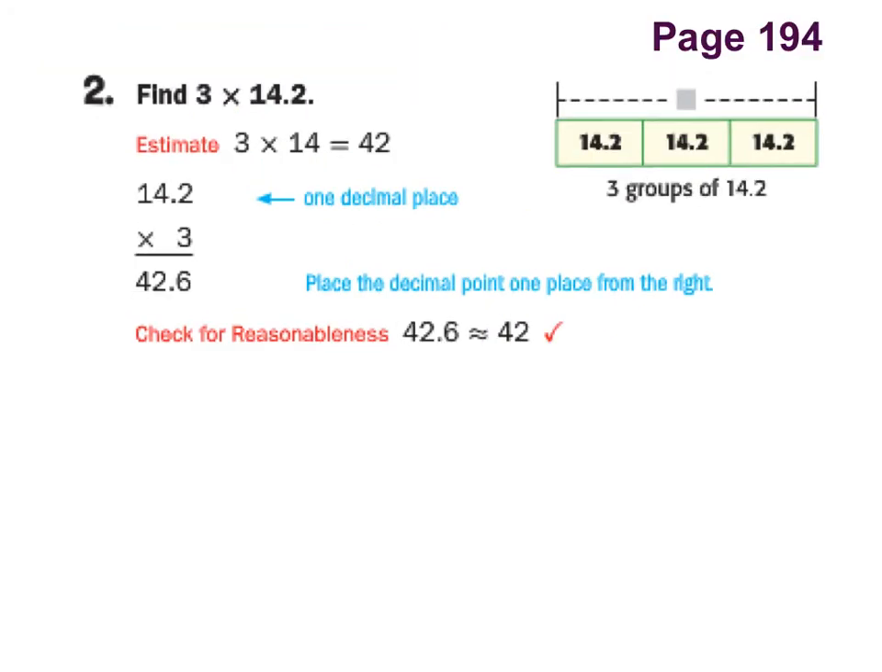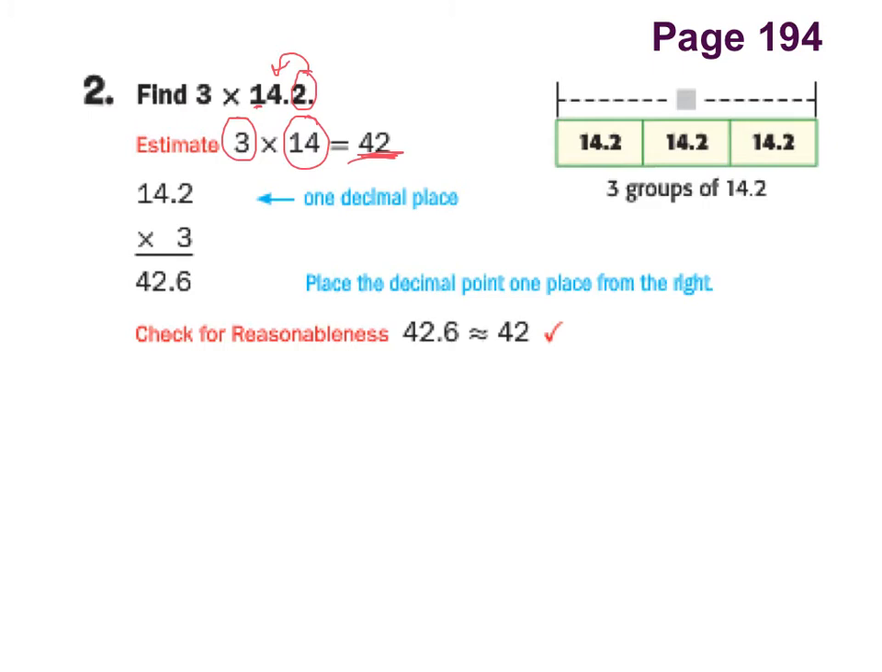Looking at number 2, again, let's start off with our estimate. 3 is a nice round number. I'll leave it as is. 14.2, my greatest place value here would be the 1, but it would be nice just to have a whole number. This 2 is not big enough to push that 4, so I'm going to go with 14. And 14 times 3 is 42. So I know my answer has to be 42, or near 42.